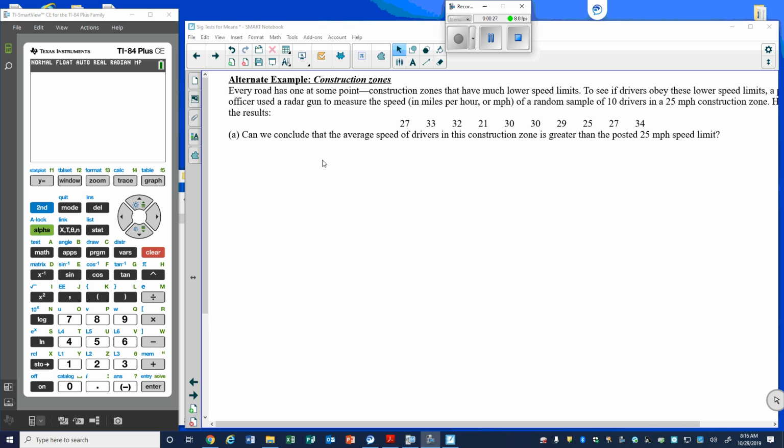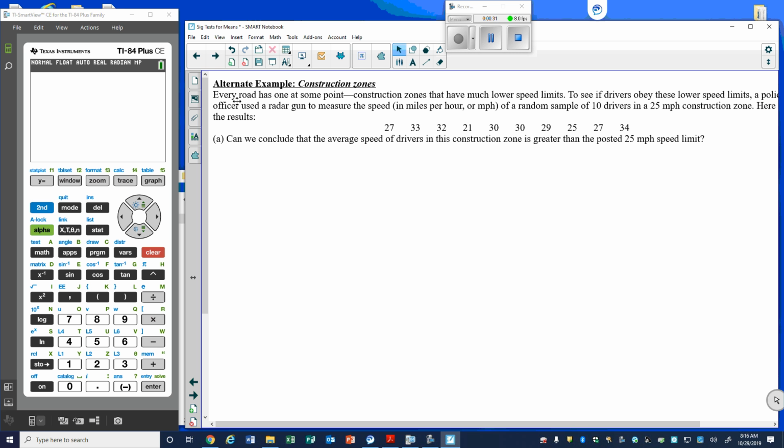You have a construction zone with much lower speed limits. So to see if the drivers were obeying those speed limits, a police officer used a radar gun to measure the speed in miles per hour of a random sample of 10 drivers in a 25 mile per hour construction zone. And here were the results.